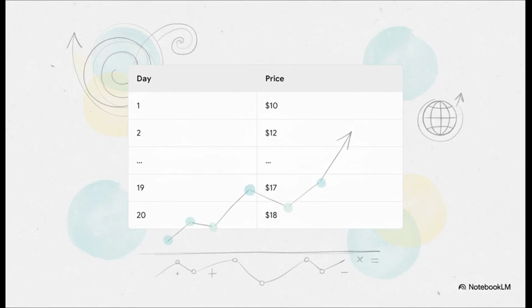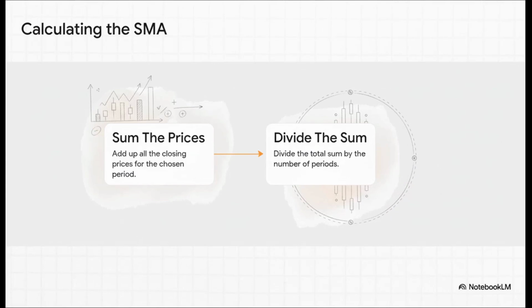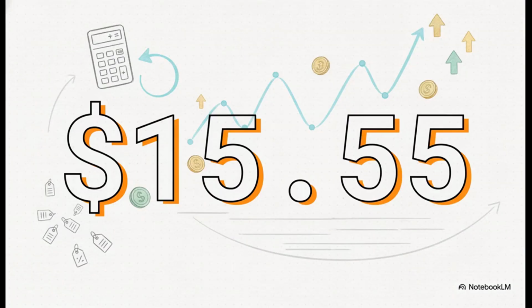Okay, let's put some numbers to this. Imagine these are the closing prices for a stock over the last 20 days. You can see it starts at $10, goes up and down, and ends at 18. To get our SMA, we've got to use every single one of these data points. And honestly, the math couldn't be easier. Step 1, you add up all those closing prices for the 20 days. Step 2, you divide that big number by 20. That is literally it. So, if we do that with our example, all those prices add up to 311. We divide that by 20, and voila! Our 20-day SMA is $15.55.